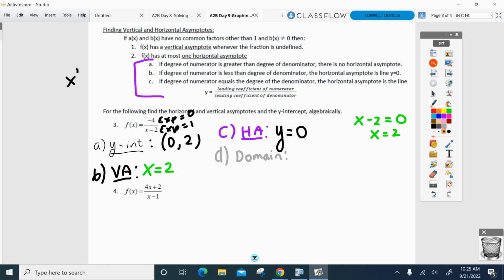What's the domain? Oh, how do we write this now? Ready? Take your time, breathe. X, because it's domain, such that x cannot equal. Where are we looking for the domain? Vertical asymptote, right? What was our vertical asymptote? 2. So x cannot equal 2.